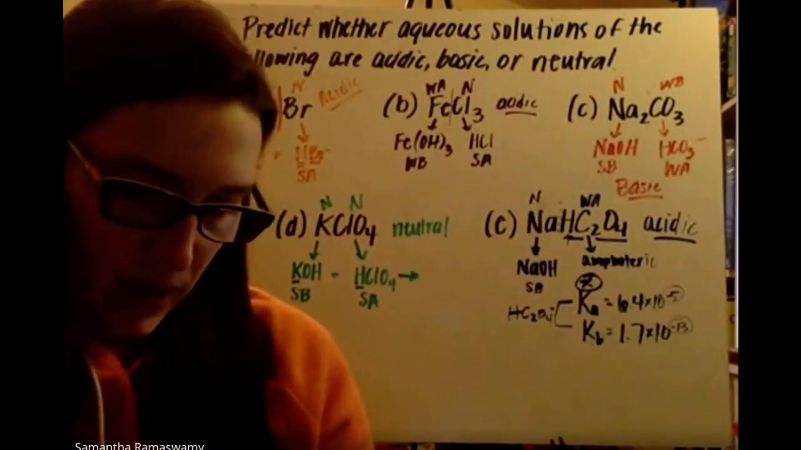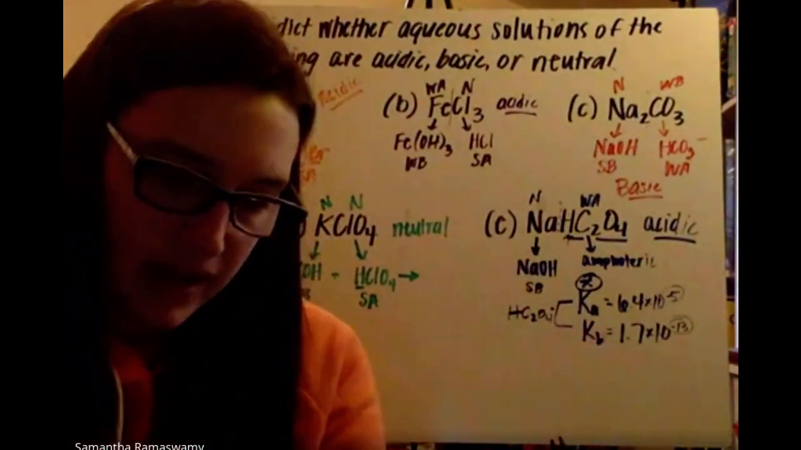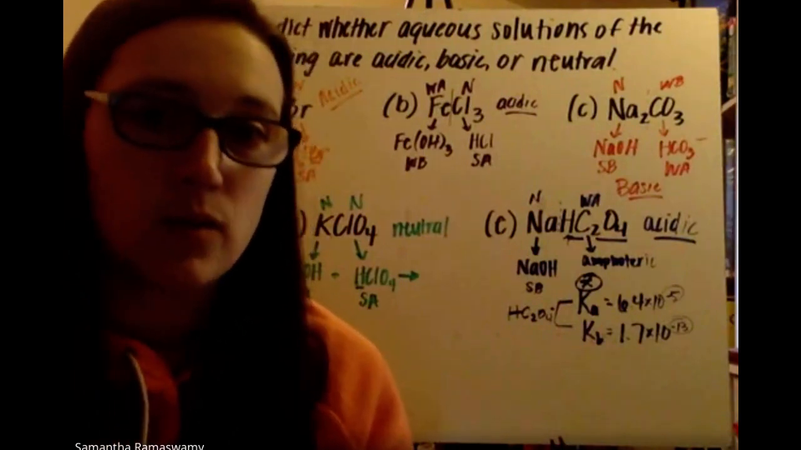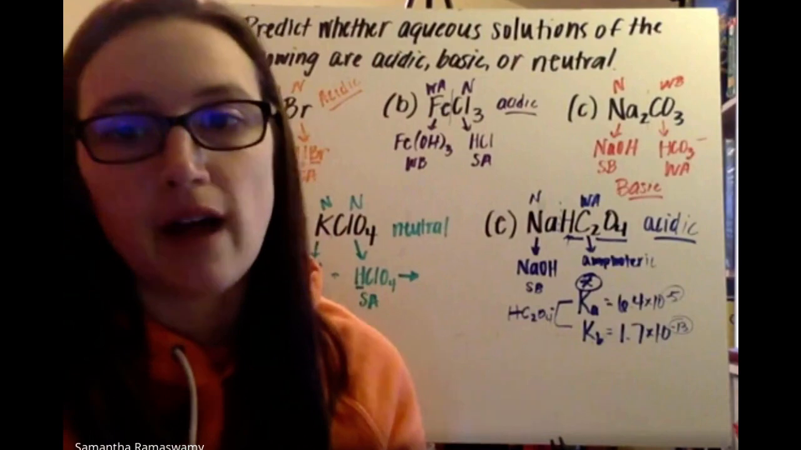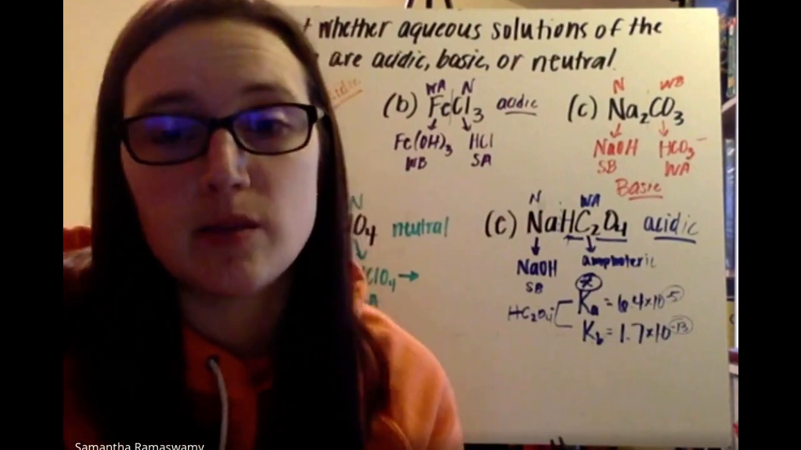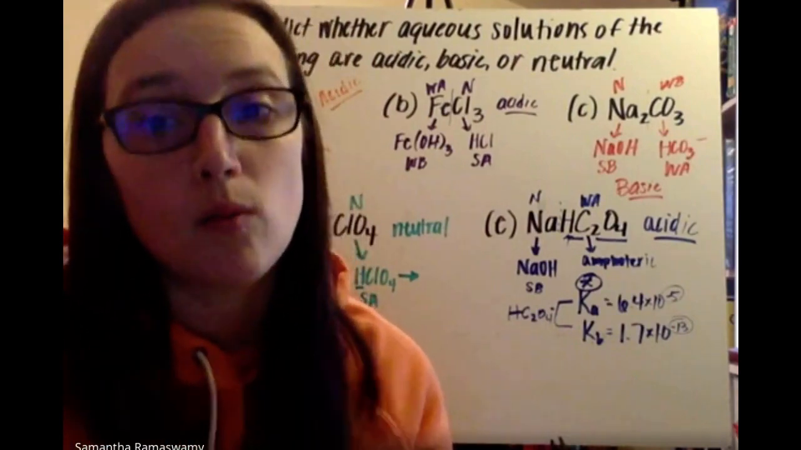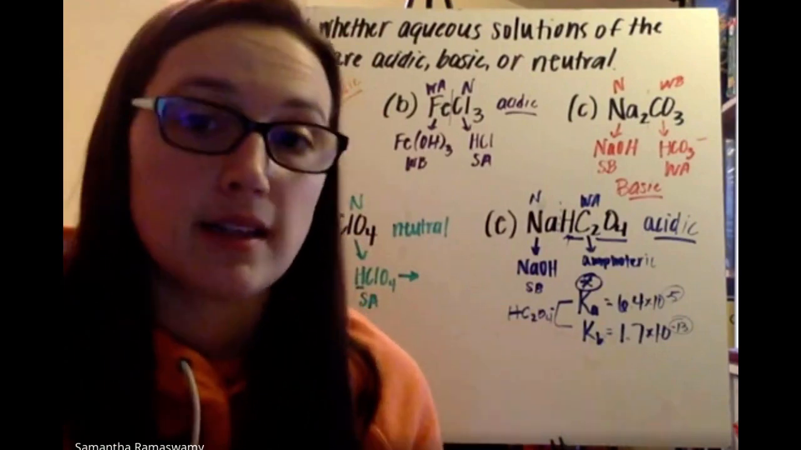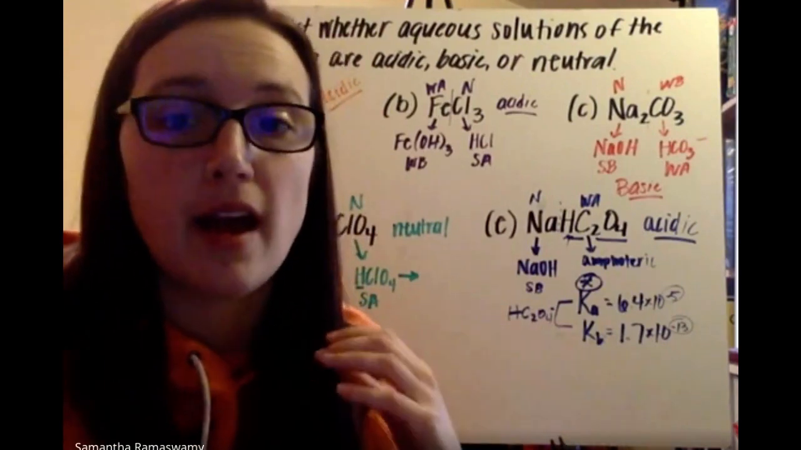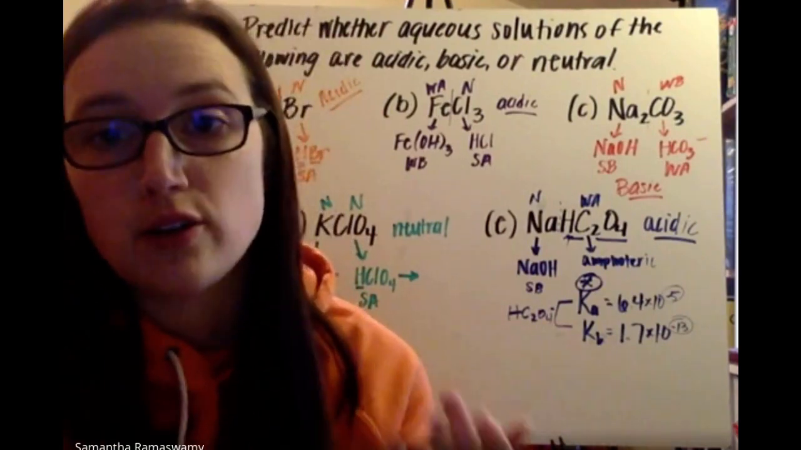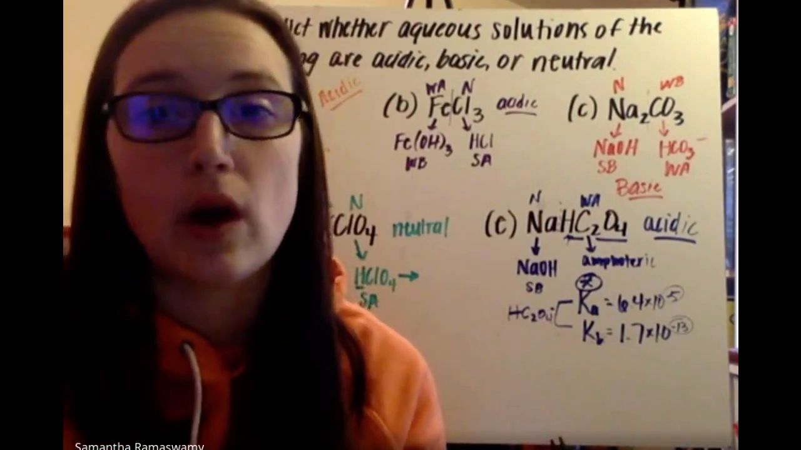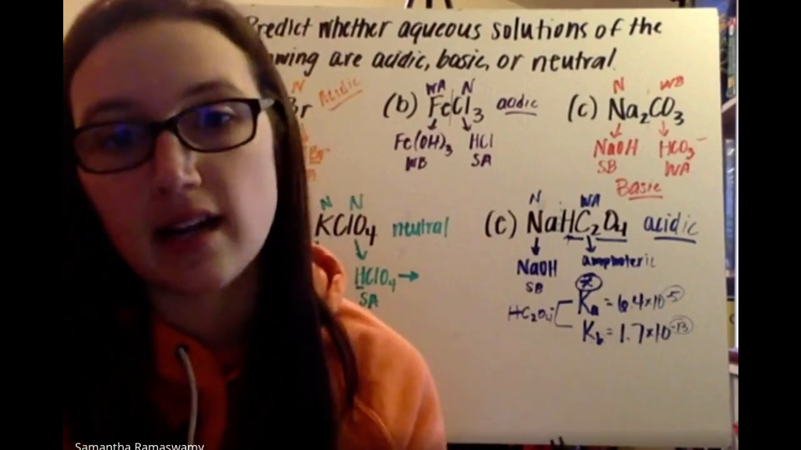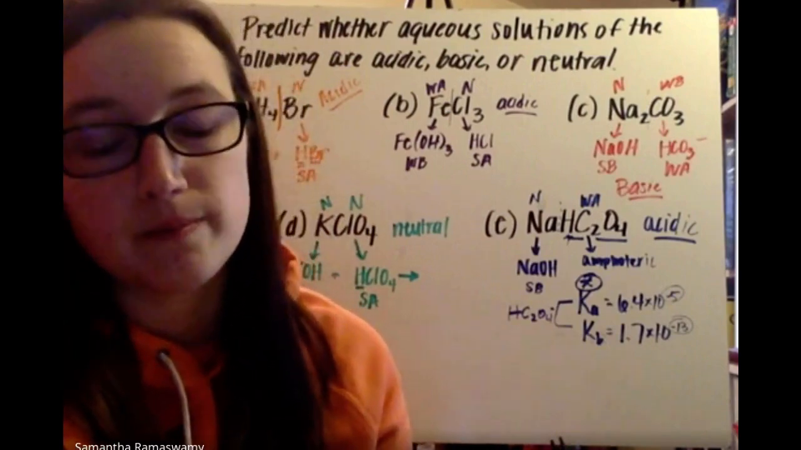Again, in part E, we had to do what we did because HC2O4 minus was an amphoteric substance. So we needed to figure out, will the amphoteric substance behave more like a weak acid or more like a weak base? Based on the Ka and the Kb values, Ka was greater. So hydrogen oxalate will act more as a weak acid, which is why the salt is overall acidic, because Na plus is neutral.